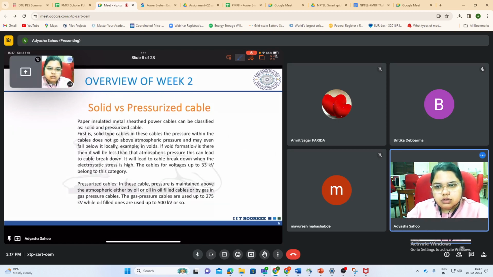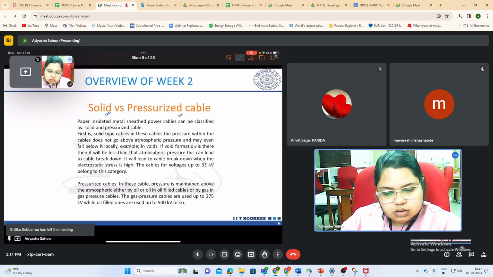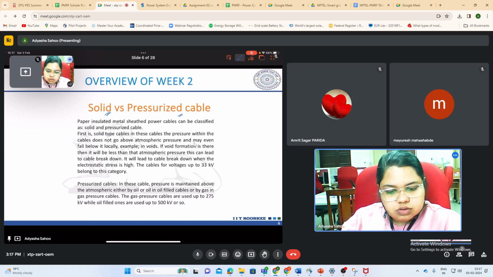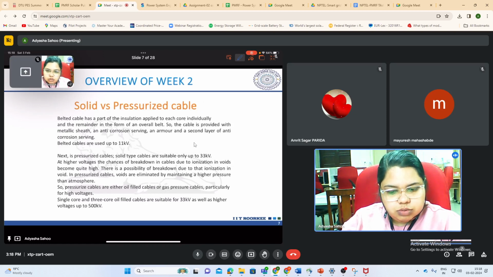Okay, next we will see the solid versus the pressurized cable. The paper insulated metal sheathed cables are classified into two types: solid or belted, as we say, and pressurized cable. The solid cables are designed for lower atmospheric pressures. Their pressure does not go beyond the atmospheric pressure, and sometimes it may even fall below the atmospheric pressure level.